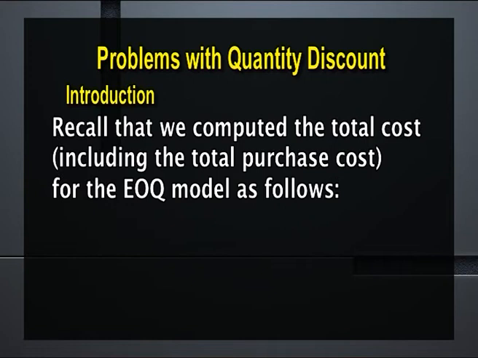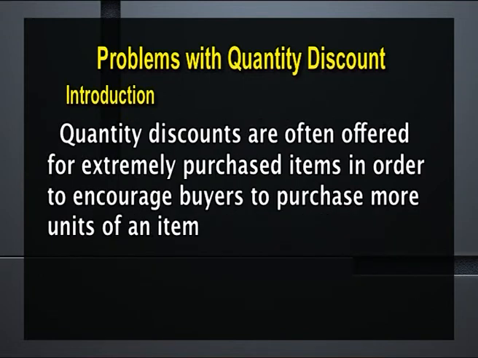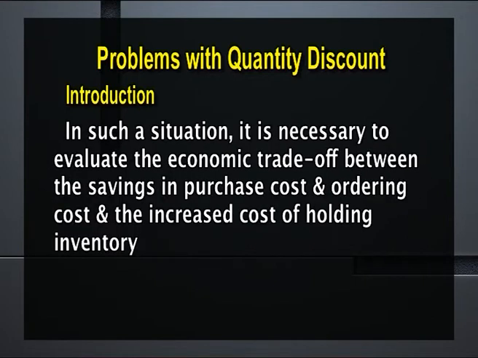Recall that we computed the total cost, including the total purchase cost, for the EOQ model as follows. Total cost is equal to total ordering cost plus total carrying cost plus total purchase cost. Quantity discounts are often offered for extensively purchased items in order to encourage buyers to purchase more units of an item. In such a situation, it is necessary to evaluate the economic trade-off between the savings in purchase cost and ordering cost and the increased cost of holding inventory.